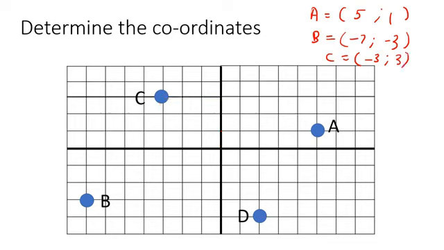Okay? Now, last one is going to be D. So D is going to be, let's just go there and there, sorry. So with D, it's going to be 1, 2 to the right. And then for the y, it goes 1, 2, 3, 4. So that means it goes 4 down, so that's -4.